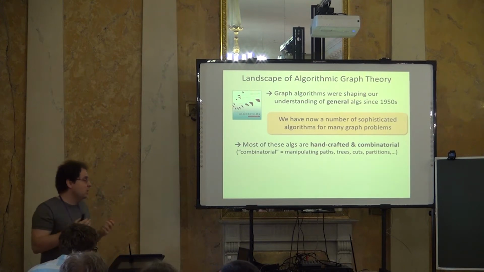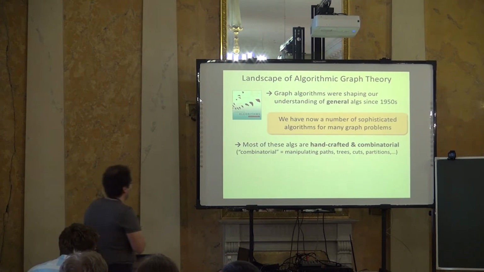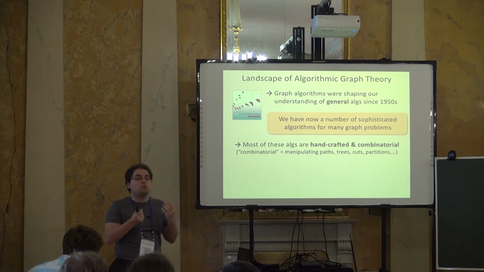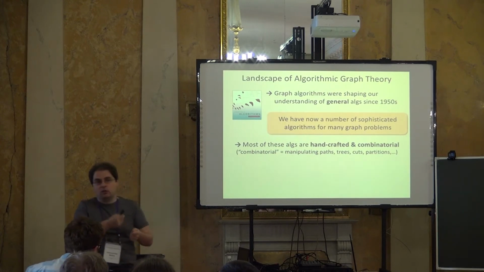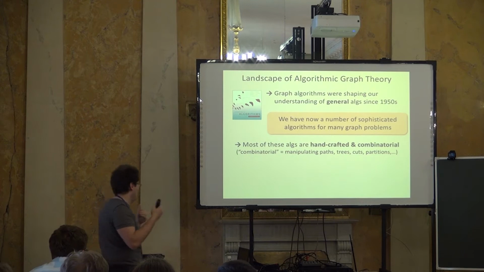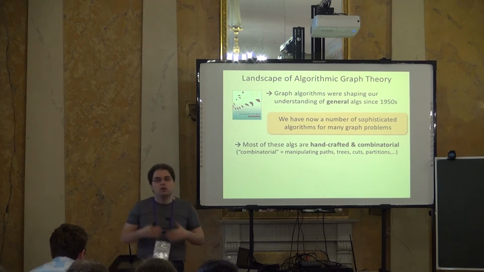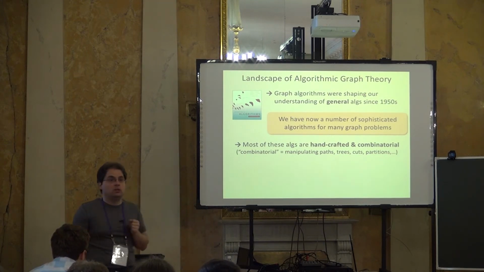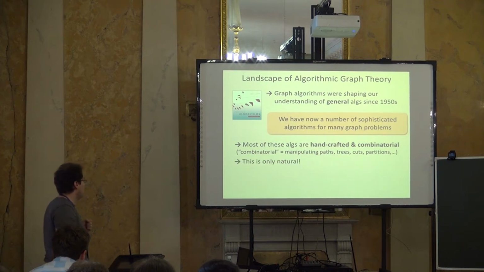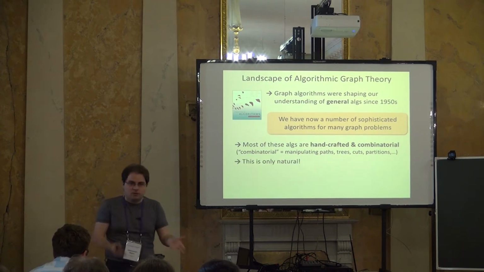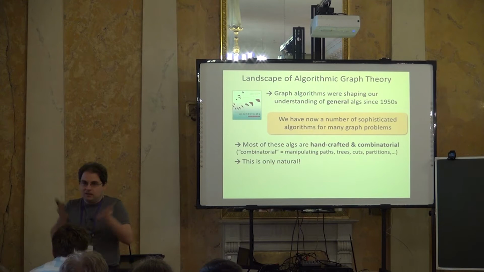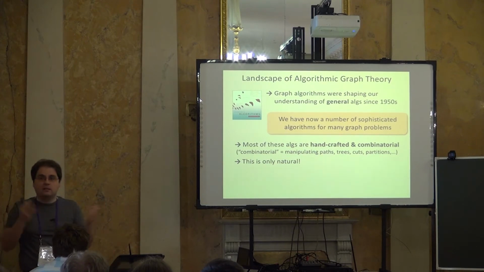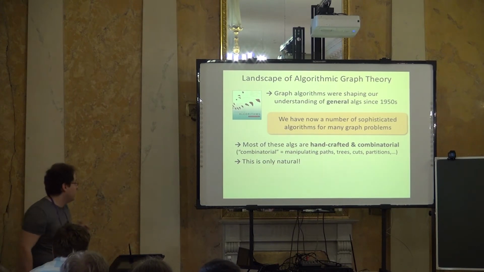What it means really is that, there's no formal definition, but it usually talks about manipulating discrete objects, like paths, edges, cuts, partitions, and so on. So this is how you reason about graphs in algorithmic graph theory. And this is only natural, because graphs are discrete objects, they have edges, they have cuts, that's the language we should be using to talk about them.